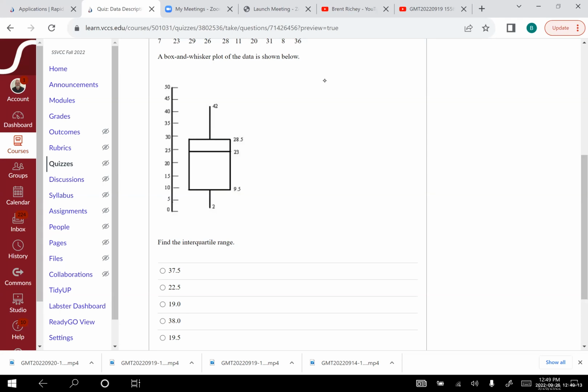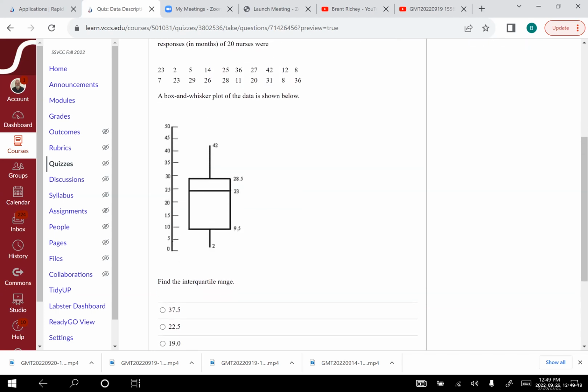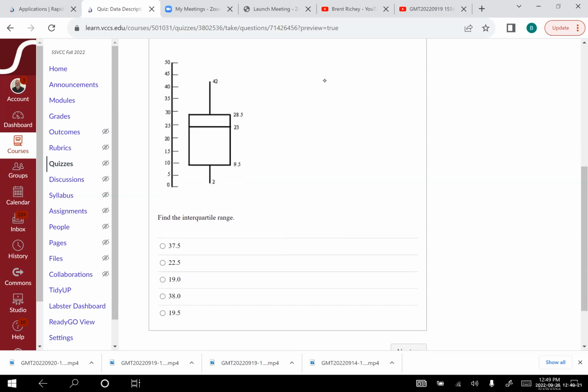So anyway, all this question asks is, it didn't even ask you to draw that. They give you the plot and they give you the data, but what they ask for is the interquartile range. What would that be?